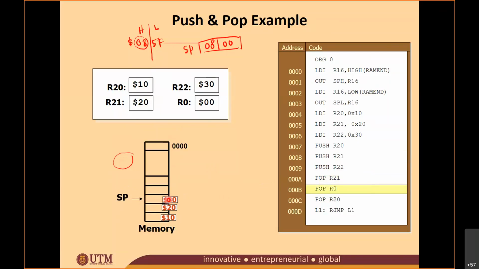So this 30 you pop to R21. By right, the 30 is still there in your address here. And then after that you pop to R0, so this value will be copied to R0, and the last one here you pop to R20. So this value will be copied to R20, and the stack pointer is incremented by 1 every time you use the pop instruction. So this is how the push and pop instruction works.